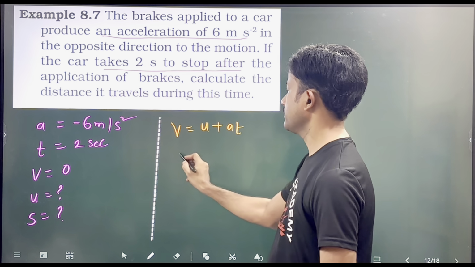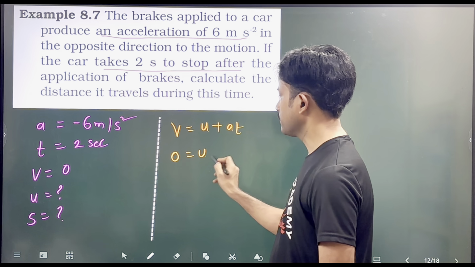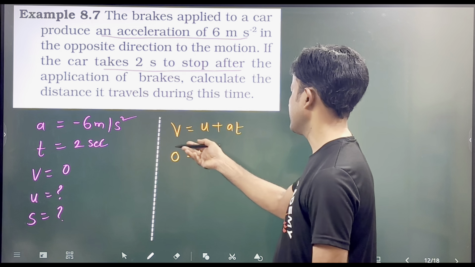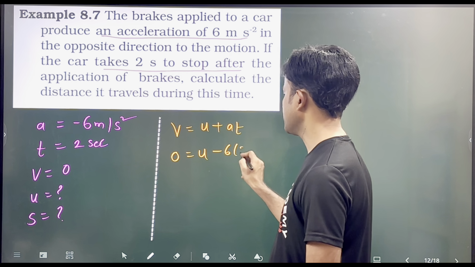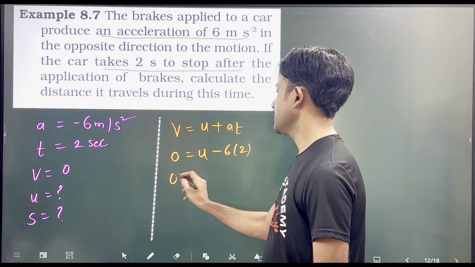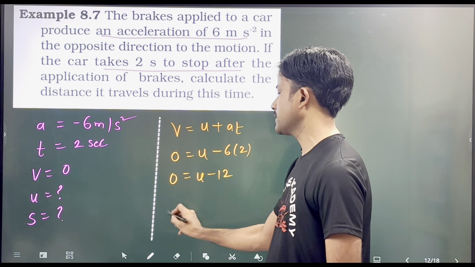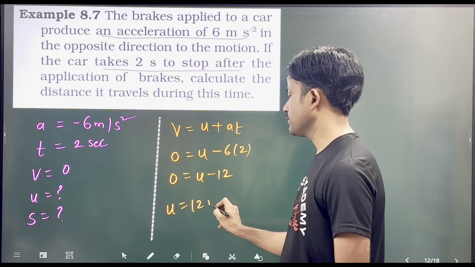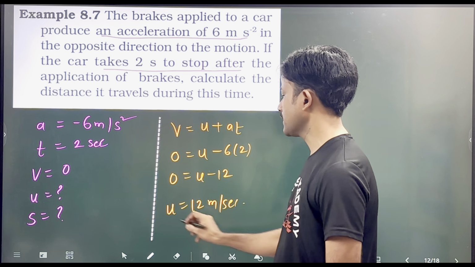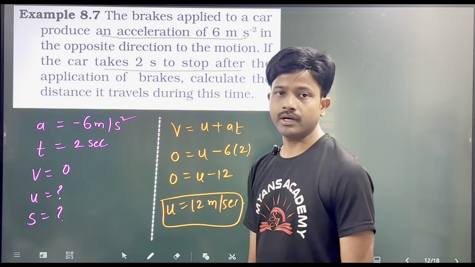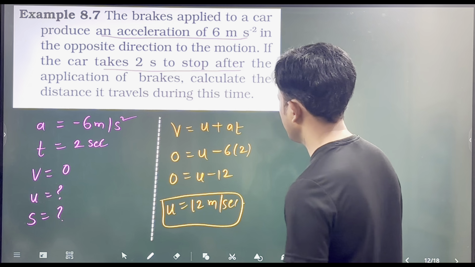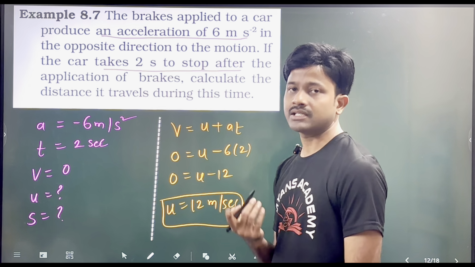What is the v? v is 0, u we need to find, acceleration we have here is minus 6, and time value is 2. From this, you get 0 equals u minus 12. Take it to this side, it becomes plus 12. So u value is 12 meter per second. By using this u value, we can find the s value.